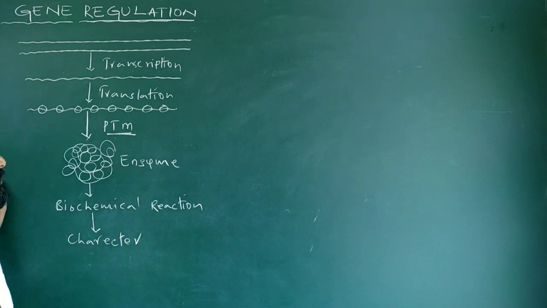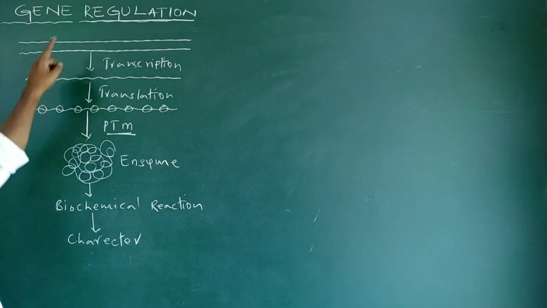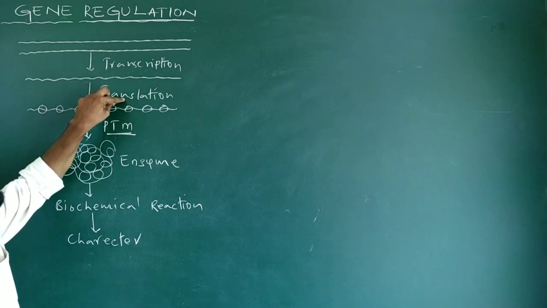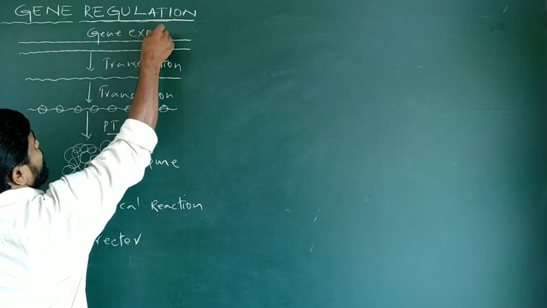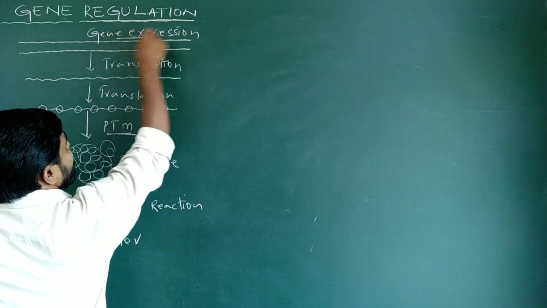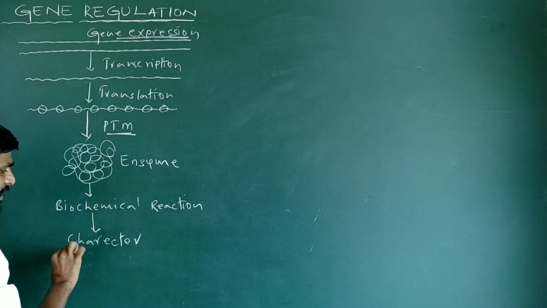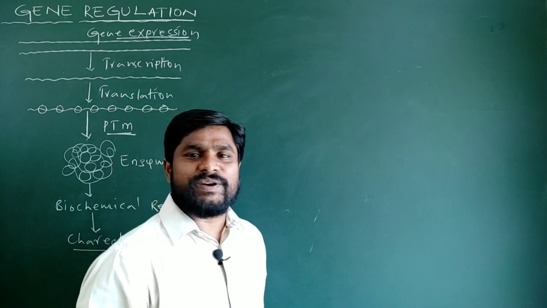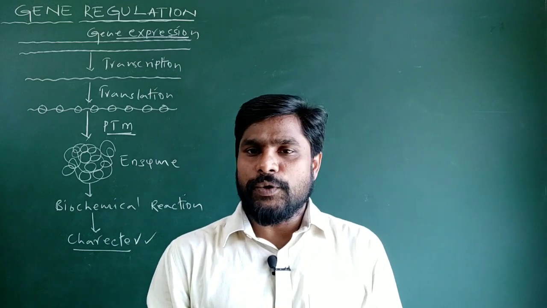What is happening here? A character in the organism is expressed whenever the gene undergoes transcription and translation, which means gene expression includes the two events of the central dogma of molecular biology, transcription and translation, followed by expression of a character in the organism. Here the question is, do all the genes in the DNA of an organism express their character always? The answer is no. Why?